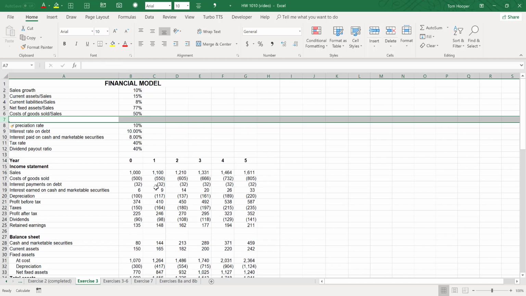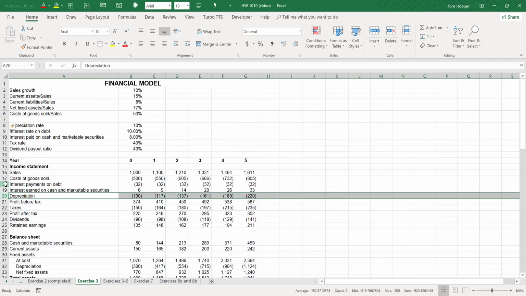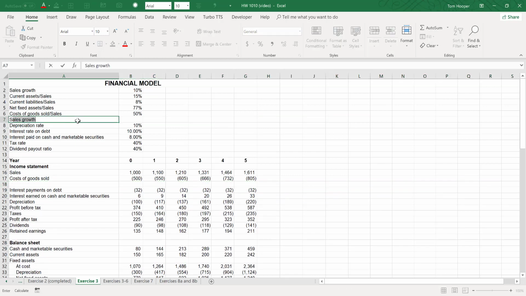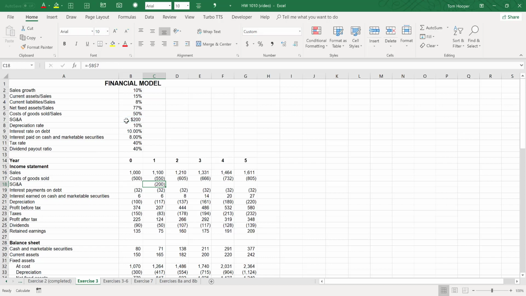So we'll come up here and insert a row in the assumptions, insert a row in the income statement, and do SG&A of $200. We don't have any in historical, but we are going to use it in year 1 forward. Highlight the range, Control R to copy, and now we have added SG&A to the model.